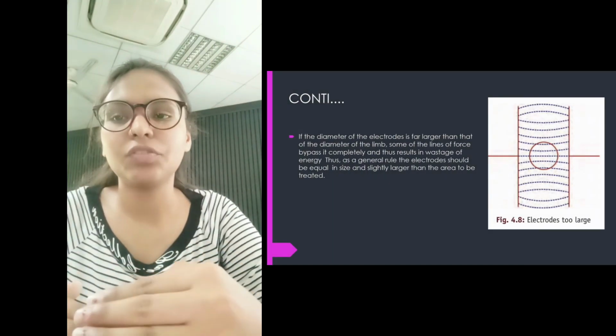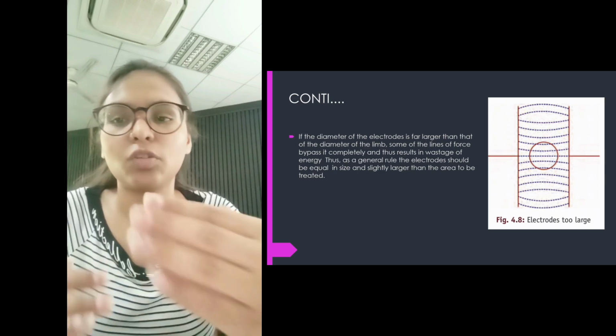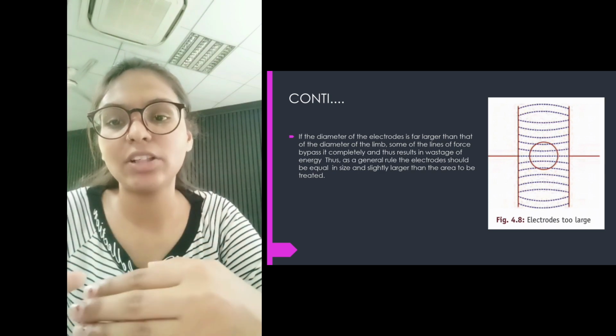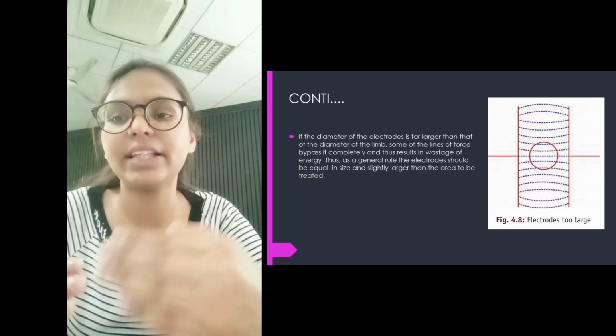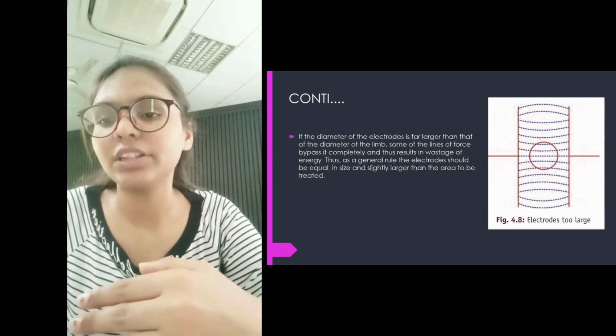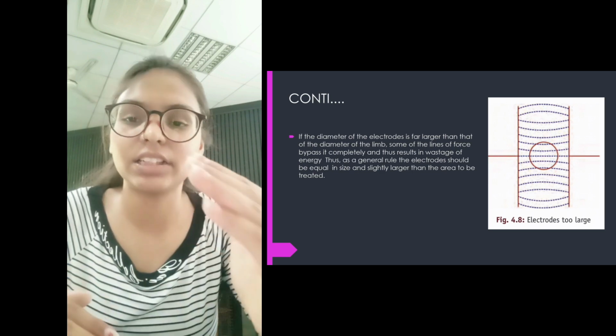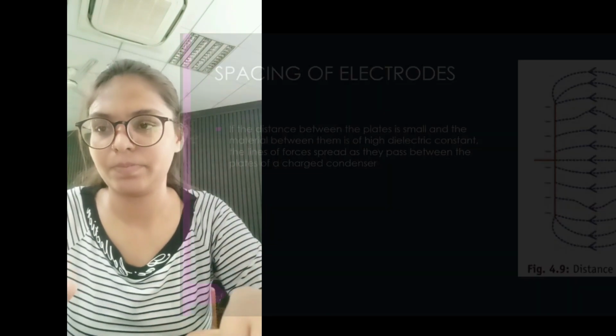If the diameter of the electrode is far larger than the diameter of the limb, some of the lines of force bypass it completely, and the result is wastage of energy. Thus, the rule: the electrodes should be equal in size and slightly larger than the area to be treated.